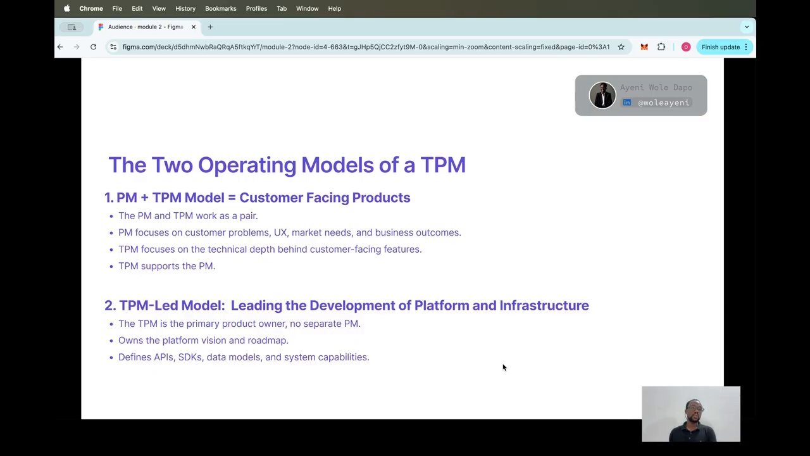While in the TPM-led model, we have the technical product manager owning the product itself. In this case, we don't have a separate product manager. They run with the product vision, they create the roadmap themselves. In this case, we majorly have the TPM building infrastructure, non-customer-facing solutions. We also have them build SDKs, APIs, and systems. So for us in this lesson, it's important to think about the role of a TPM from the perspective of the TPM-led model.